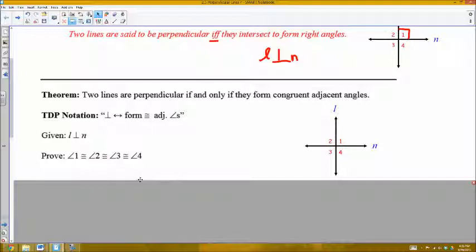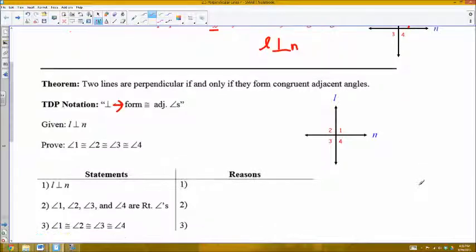We're going to look at both directions and how to actually prove this theorem, because remember, all theorems in math can be proven based on information we've already seen. So the first part of this proof is basically this direction. Given that two lines are perpendicular, then I can conclude they form congruent adjacent angles, is what I'm going to show first. So given the lines are perpendicular, line L and line N, I'm going to prove that angle 1, 2, 3, and 4 are all congruent to each other. So the proof for that is right here.